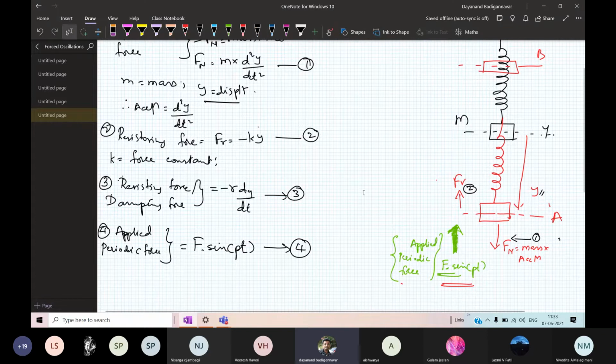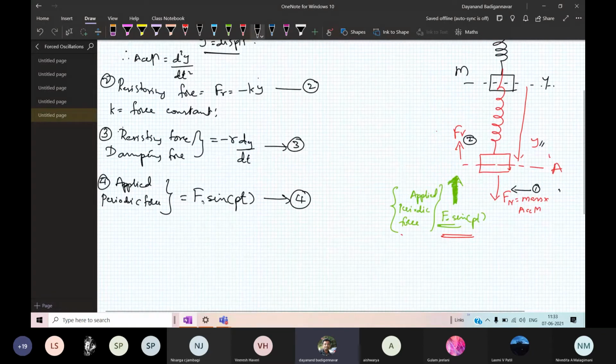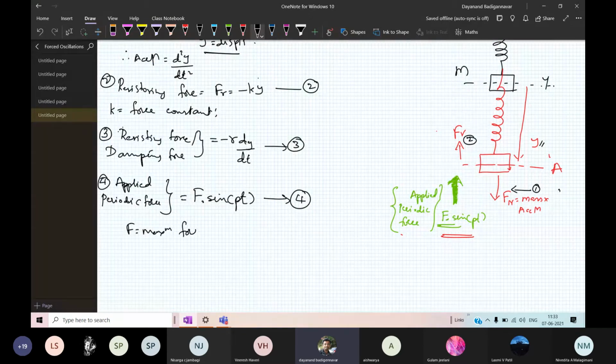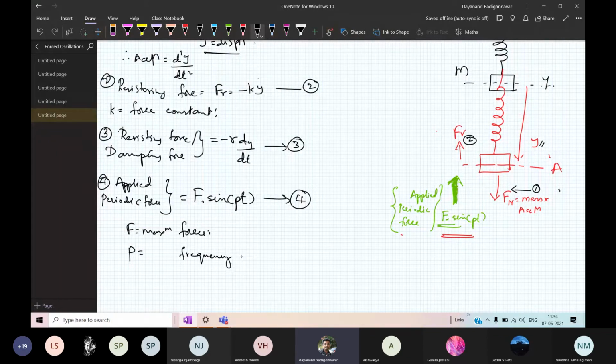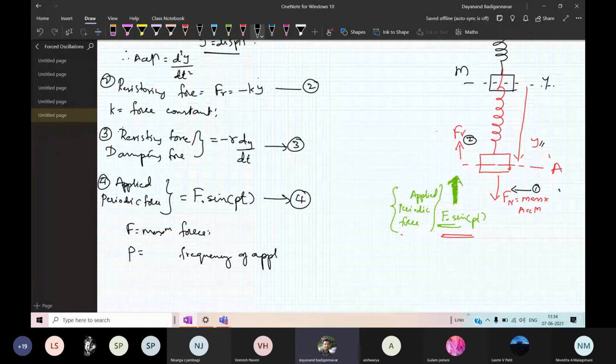Got it. Now, what is F? F stands for the maximum force that you can apply. And P, what is P? P stands for the frequency of application of the force.